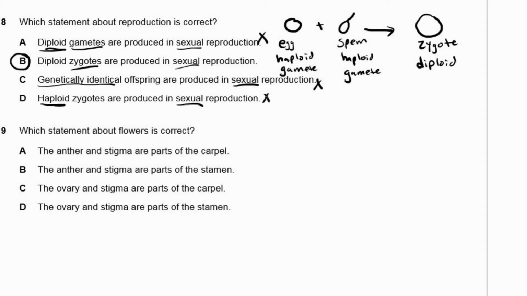Okay, fantastic. Next question. Question 9. Which statement about flowers is correct? Okay, we're talking about anthers and stigmas and carpels and stamens and ovaries. Okay, so let's quickly do a quick diagram of the flower. Very quick. This is only a multiple choice exam.